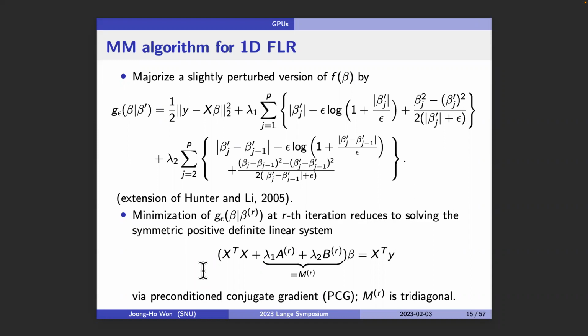And Ken would prefer the sweep operator, right, to solve this. But for some reason, I chose a preconditioned conjugate gradient, which is quite well studied to solve this sort of system. And this part I named M_R. This M_R matrix has some property that it is just tri-diagonal. It's a sparse matrix.